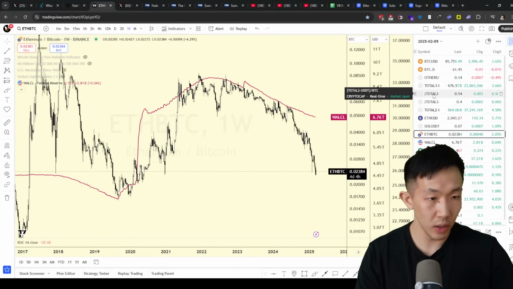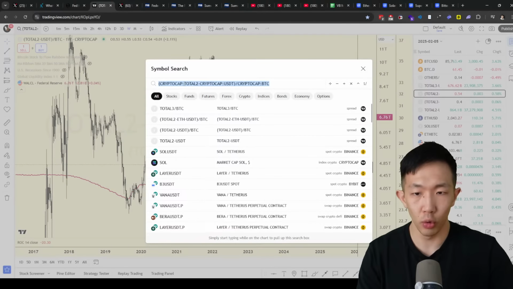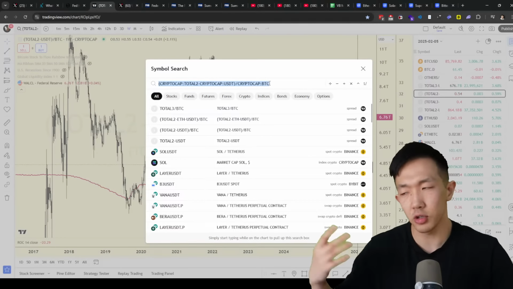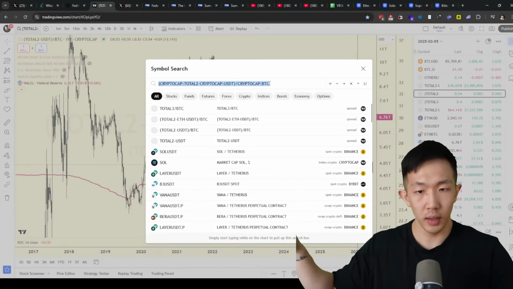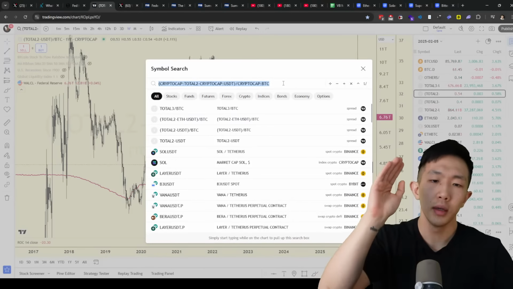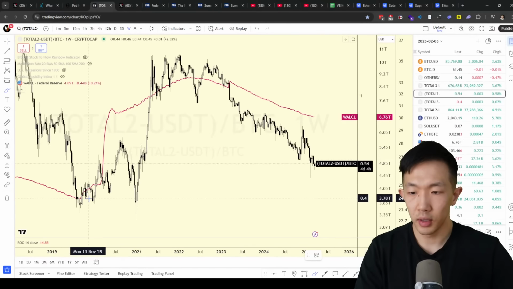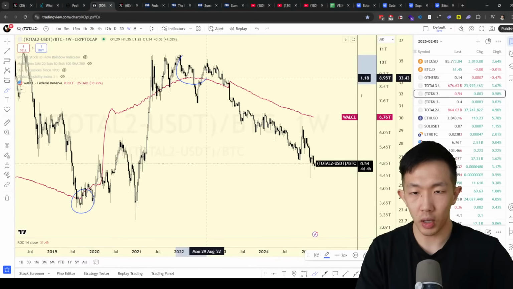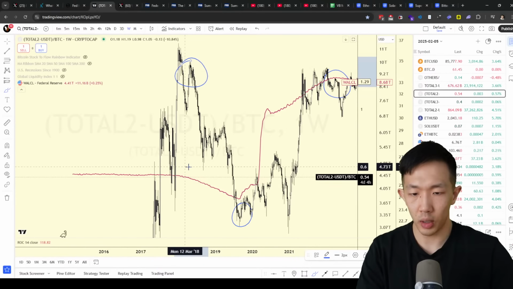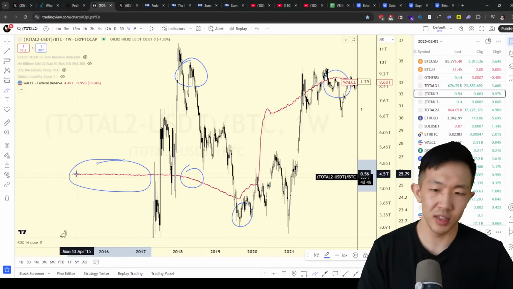So the best indicator formula that I like to use is something like this, where you have the total 2 market cap minus USDT market cap divided by BTC market cap. Essentially, this is how all other altcoins are doing, including ETH, but excluding USDT, versus Bitcoin. So how altcoins are doing versus Bitcoin. And you see, similar, they have bottomed here, topped here together, roughly, and also topped here roughly.